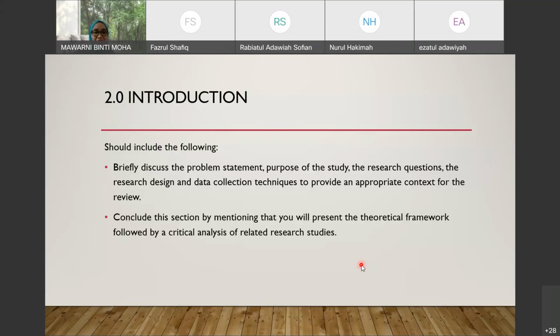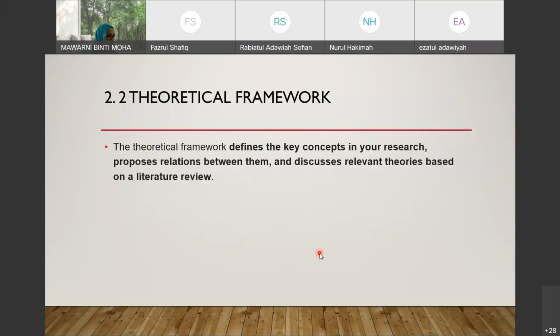Okay, and then conclude this section by mentioning that you will present the theoretical framework followed by critical analysis of related research studies. Okay, theoretical, later I will show an example of what the theoretical framework is that you should put. Right. Okay, we've reached the theoretical framework. Alright. So never mind. So why is that important?